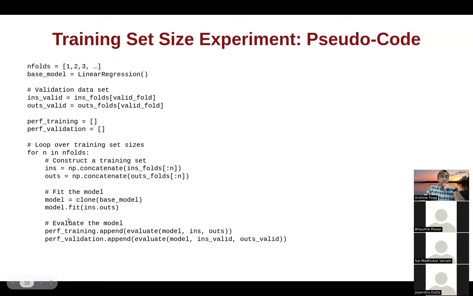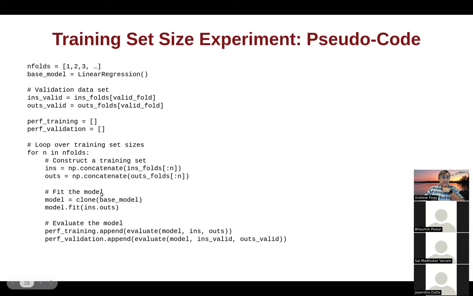Once we have fit our model, then we can ask what the performance is with respect to our training set, so our ins and outs here, but we can also ask what the performance is with respect to this validation data set. And so all that I'm doing here is collecting up performance for each one of the elements within this loop. So in the end, perf training will be a list of performance, starting with performance with respect to the training set for one fold, followed by performance of the model that's been trained with two folds, three folds, etc. And likewise for our validation set here.